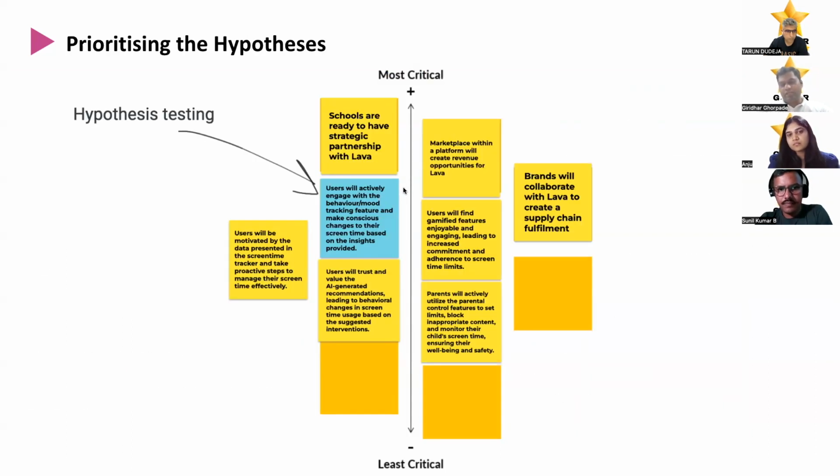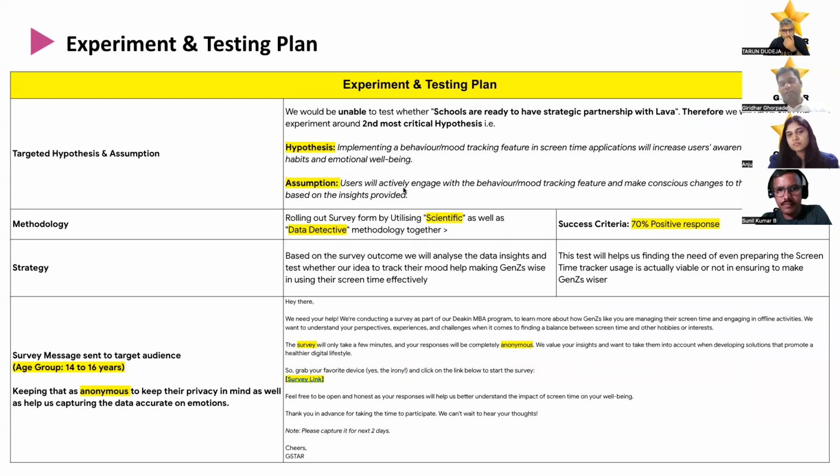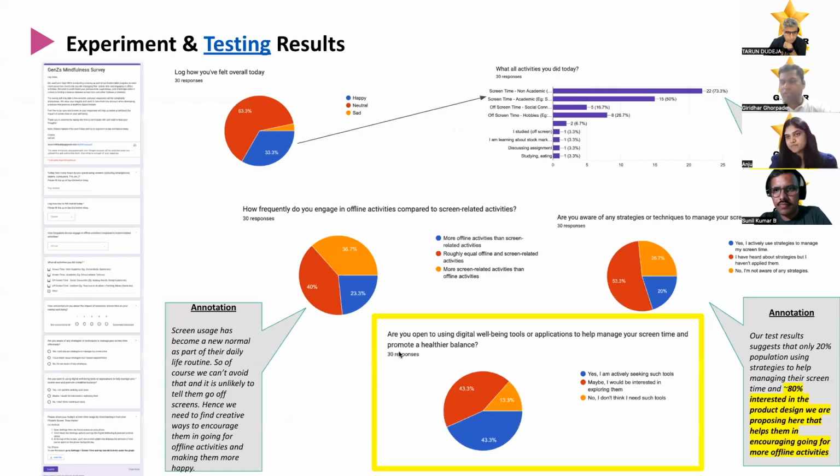It is the assumption that Gen Zs are actively looking for some kind of application to track their screen time and behavior, which we need to validate. So this is the experiment which we conducted, wherein we rolled out a survey by utilizing scientific as well as data detective methodologies, and we decided that our success criteria would be at least more than 70% positive responses. The one below shows the message we sent to all the Gen Zs. And I will request Sunil to take it forward.